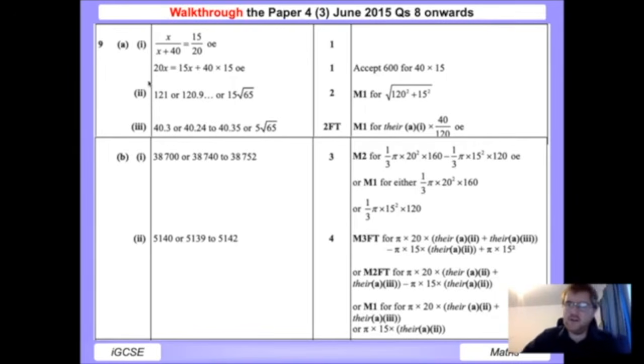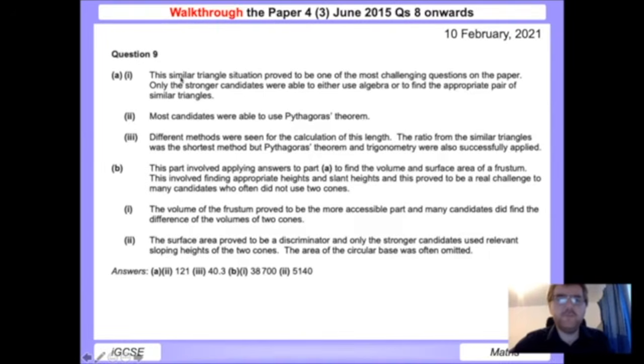Before I finish this video, I'm just going to look at the examiner's report. So the similar triangle situation that we encountered here is actually one of the most challenging questions on the paper. Which in some ways I find a bit surprising. There are other harder topics, but on a topic like my pupils, I've taught them in year 10, but then I haven't had a chance to really go through it. So it's something that gets easily forgotten.